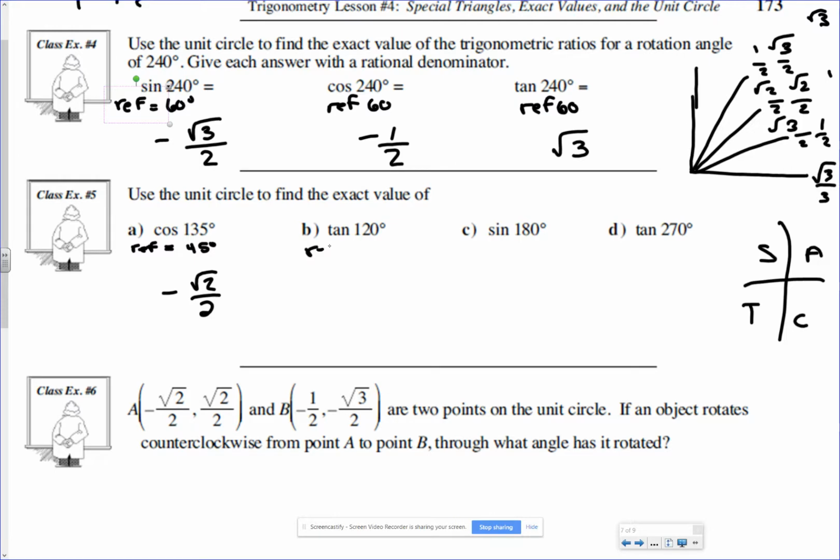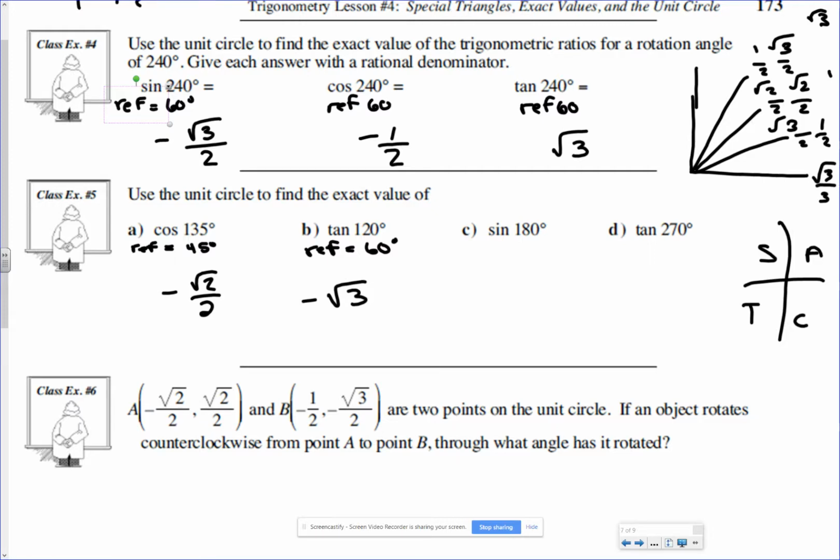If I look at my reference angle here, my reference angle is 60. So looking at my unit circle for 60, my tangent is root 3. So that answer is root 3. That falls in my second quadrant, making it negative.